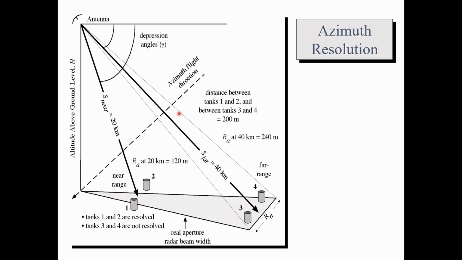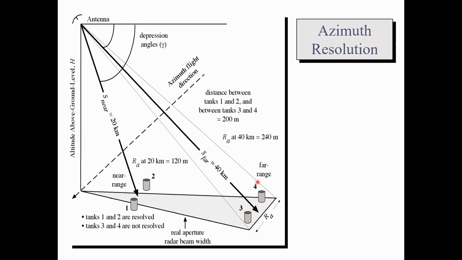So you can fit in the other formulas and you'll be able to look at it. They are taking the distances between tanks 1 and 2, and this is between tanks 3 and 4, at 200 meters. So if the distance between 1 and 2 is 200 meters, and the azimuth resolution you have computed at 20 kilometers using the formula we have just looked at is 120, so 120 is less than 200 meters. So this has to be separated. But for this one, the distance between is 200 meters and the azimuth resolution is 240, more than the distance. So they will not be differentiated.